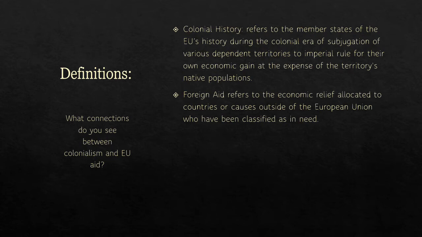With those definitions in mind, I would love if y'all could take some time to think about what connections you see between colonialism and EU aid. Based on the readings we did, based on what you already knew or what you've seen in the news or learned in a history class, what connections do you already see there that we could talk about further?